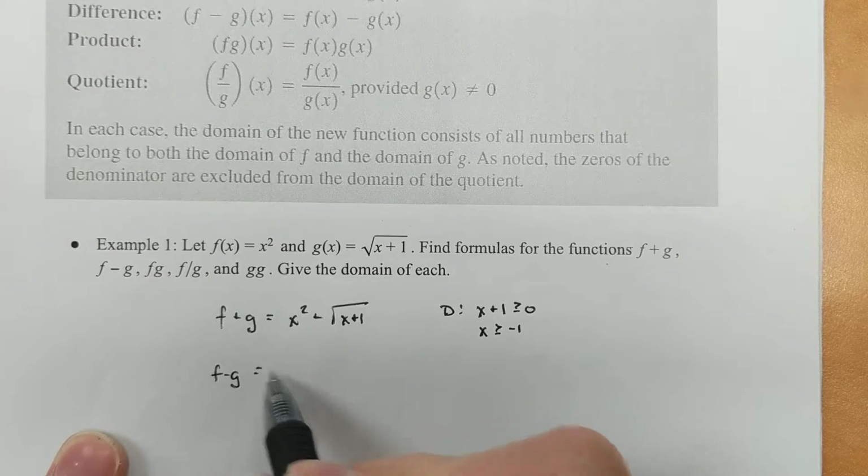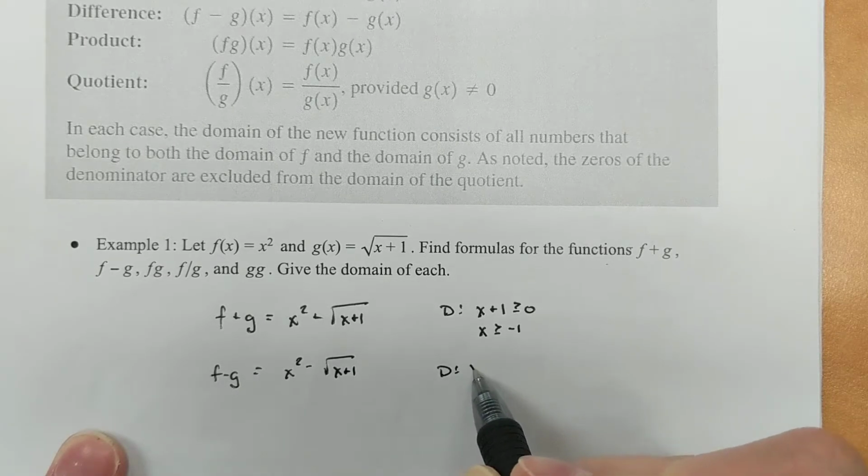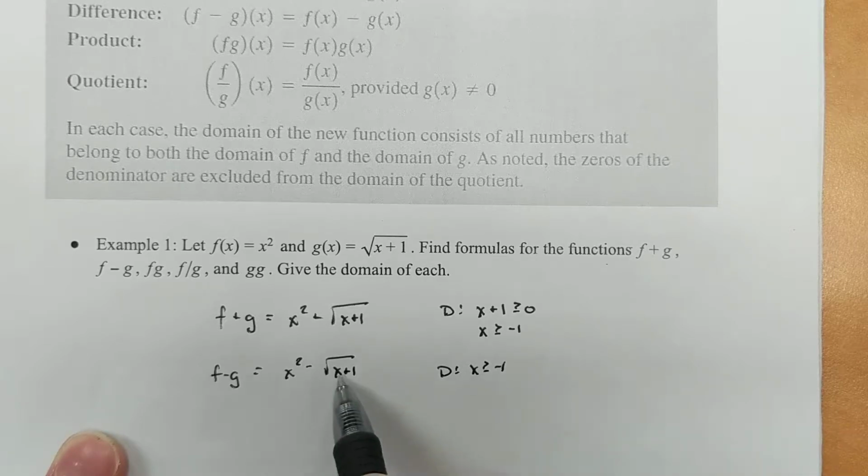f minus g, x squared minus the square root of x plus 1. So same domain. I'm not going to do the work again, but pull the stuff underneath the root out, set it greater than or equal to 0.